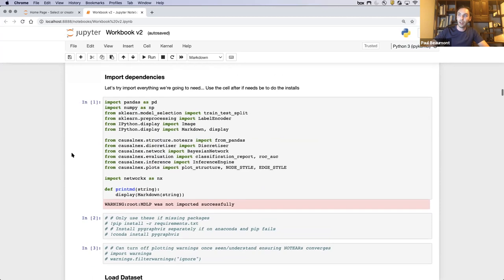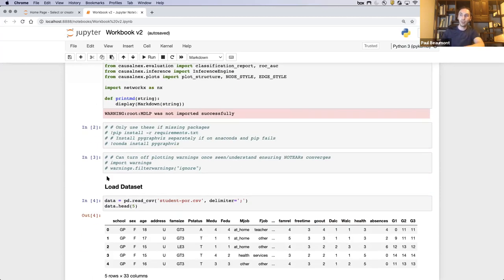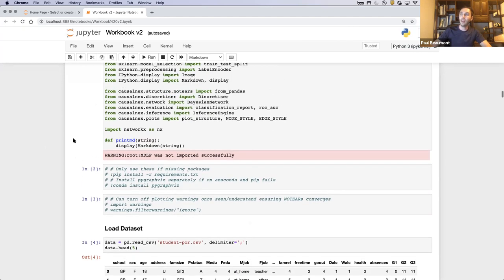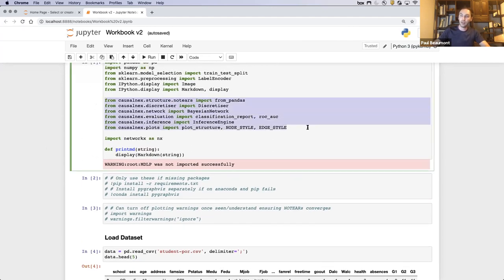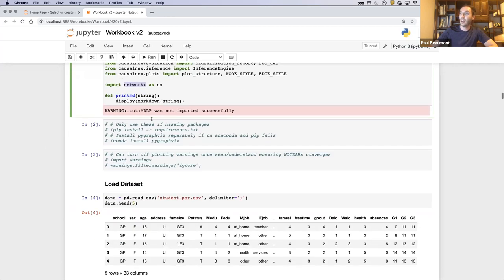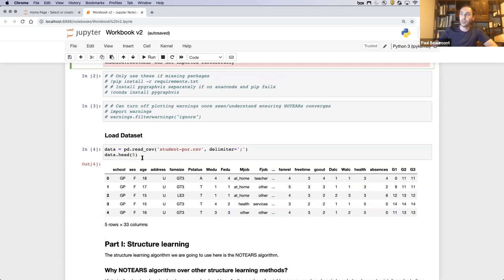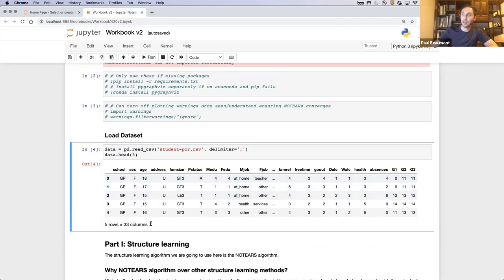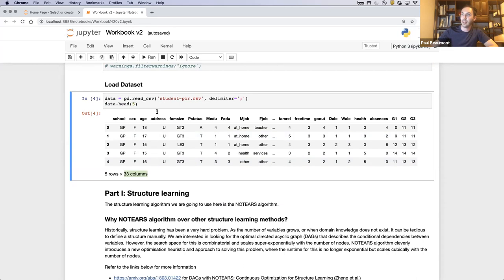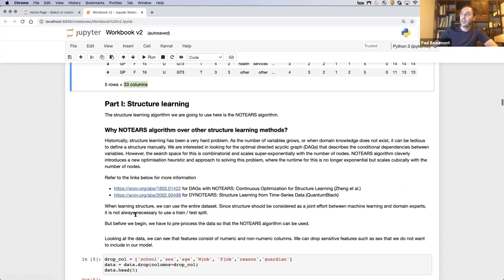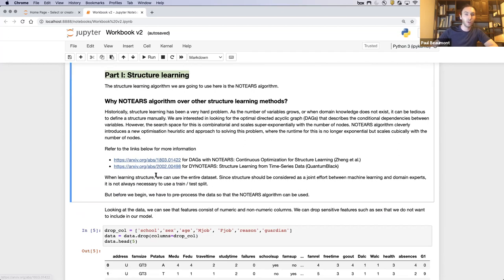So we're just working in Python, very simple Python and pandas to start with. We're going to load all of the different functions that we're going to need from CausalNex, the Bayesian network package that we have. You may be familiar with something known as NetworkX, a very common network package in Python. We use this a lot as well to help with plotting of the graphs. To start with, we're just going to take some data. We've got 33 columns in this data set, and we've just taken the head of it, so we only have a sample of the rows here. But the first thing that we're going to do, as I mentioned, is learn the structure.